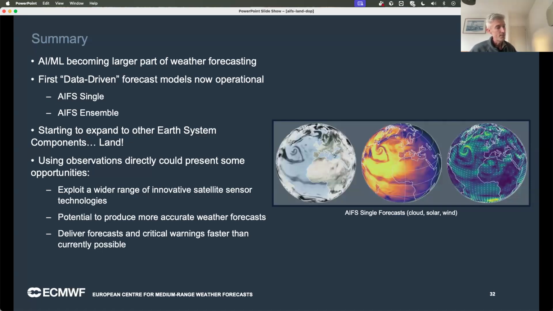And now we're starting to think about how we can use observations more directly in some of these models, and if that will actually be useful in the future. So I think this is still very much an open question. I don't think anyone's making any big decisions on this yet, but I think it's something we feel we need to explore to understand what the limits are for predictability when we look at these types of systems in this context.